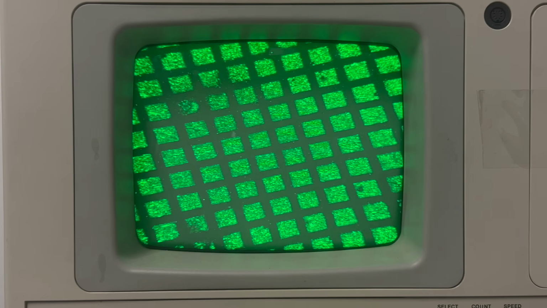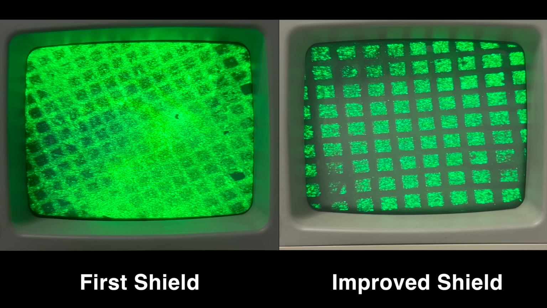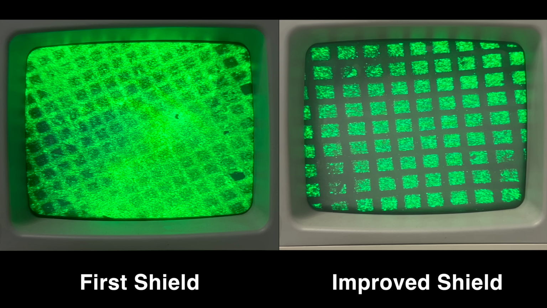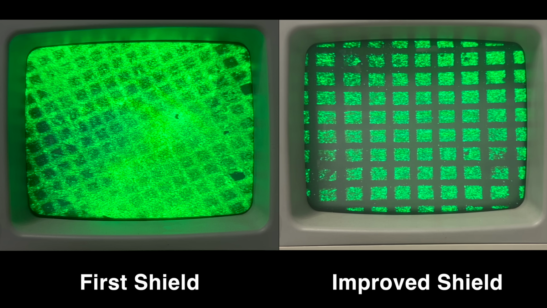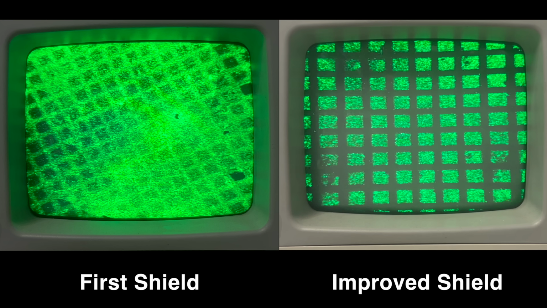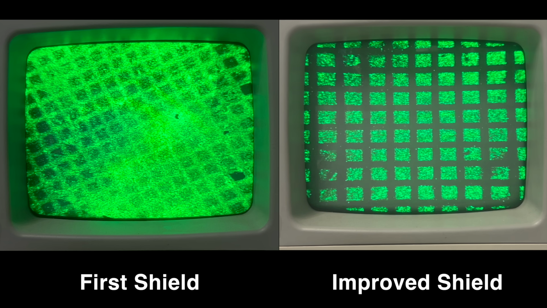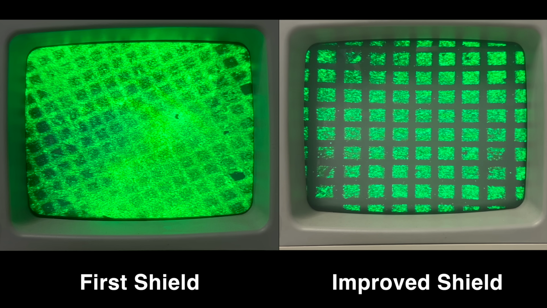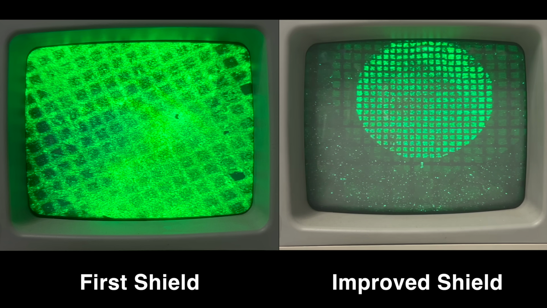Oh wow, that is a huge improvement. Take a look at the difference between the first and second shield. With the first shield, we very clearly saw the secondary electron image. With the new shield installed, the grid is basically black. This indicates that we have almost entirely eliminated the secondary electron signal that was plaguing us earlier.